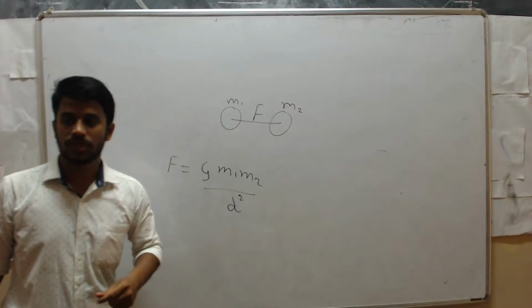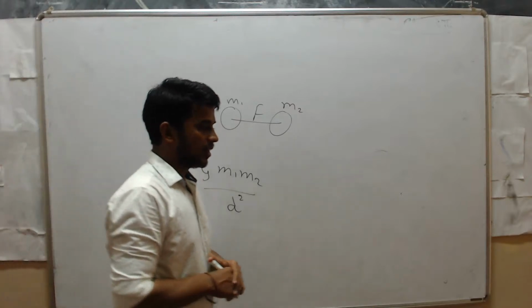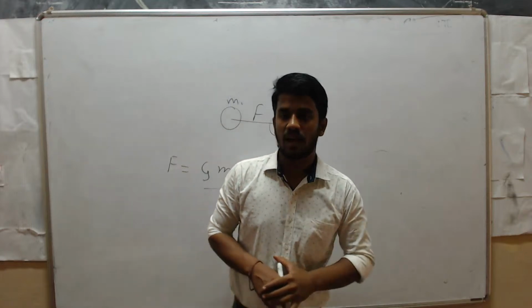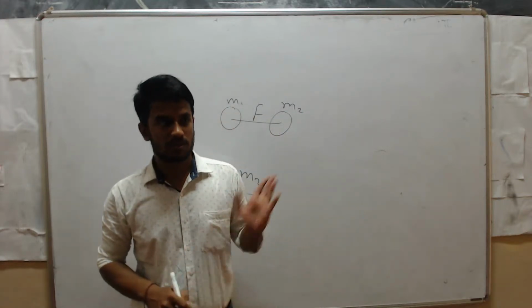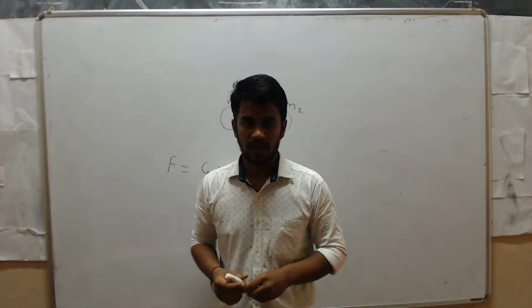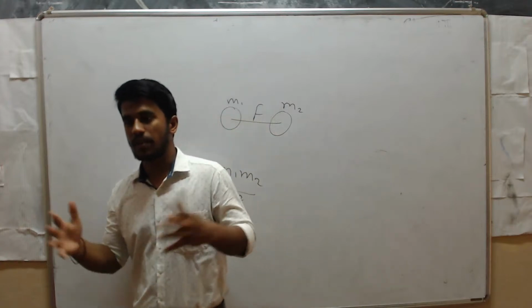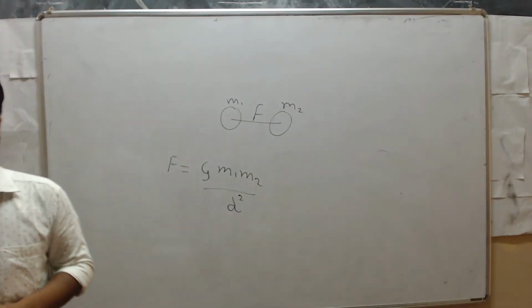F equals G into m1 and m2 divided by d square. The Earth, the sun and all the planets were formed on the basis of this theory, I think the Big Bang theory. All the masses were attracted and joined, and then they became planets and stars.